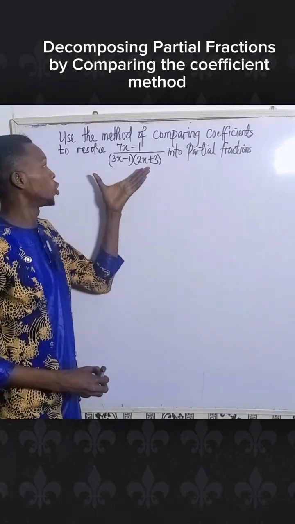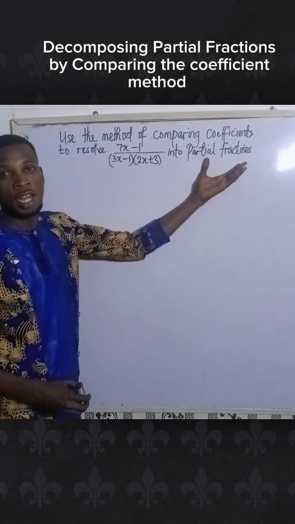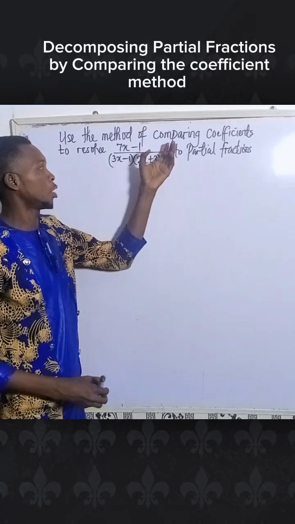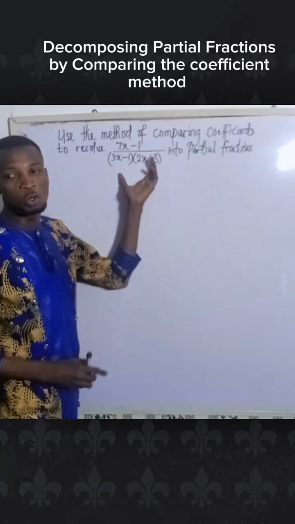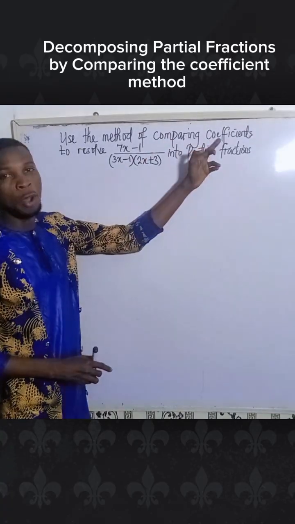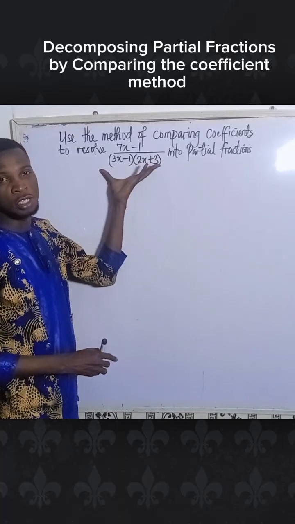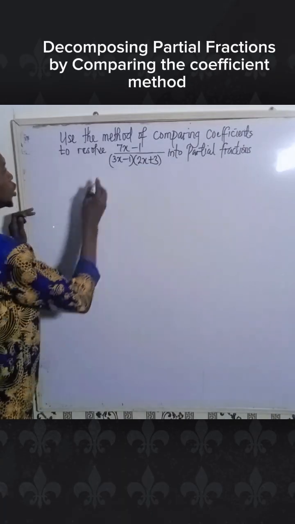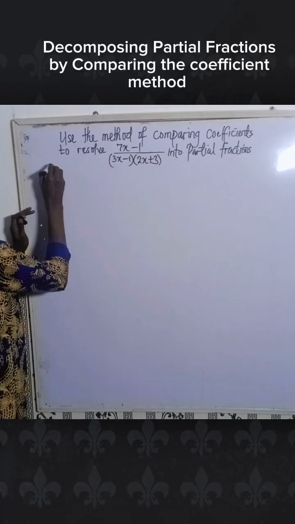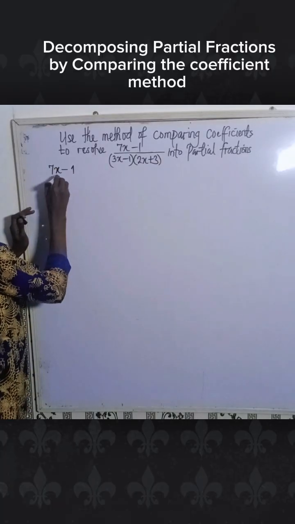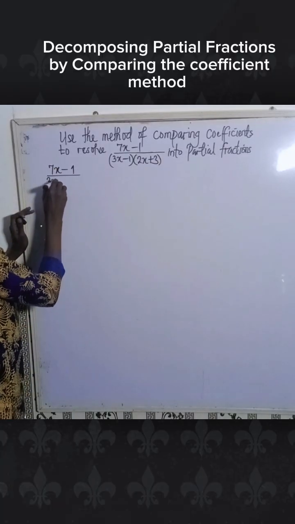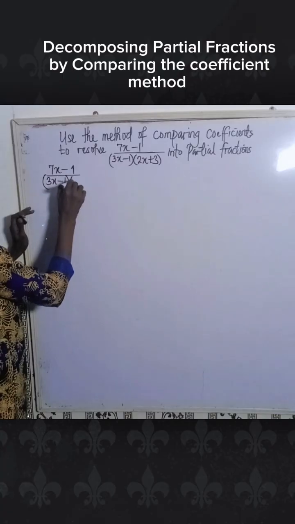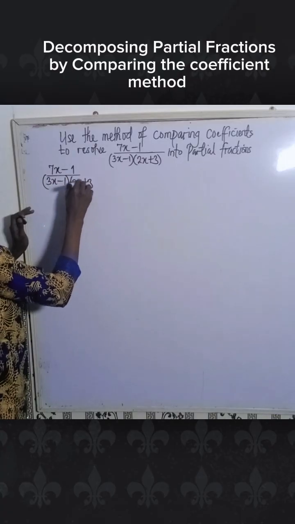Here is another question on partial fraction. In this question, we are to use comparing the coefficient to decompose this algebraic fraction. So without wasting time, let's proceed. The compound fraction is 7x minus 1 divided by (3x minus 1)(2x plus 3).